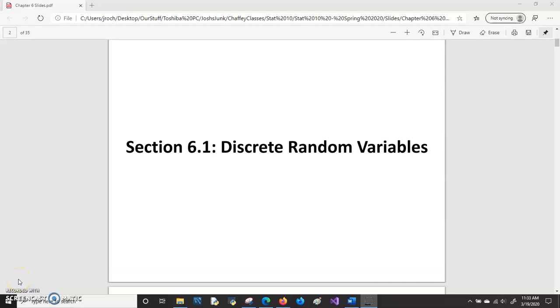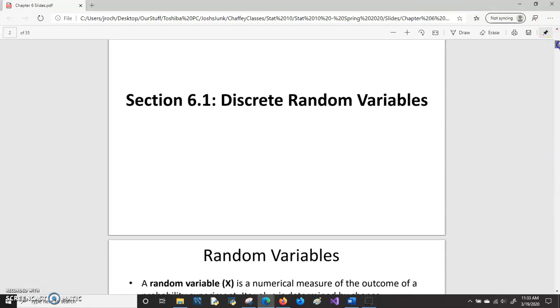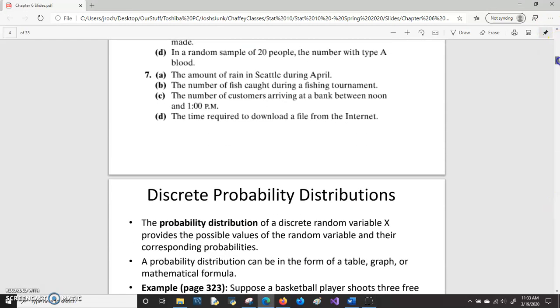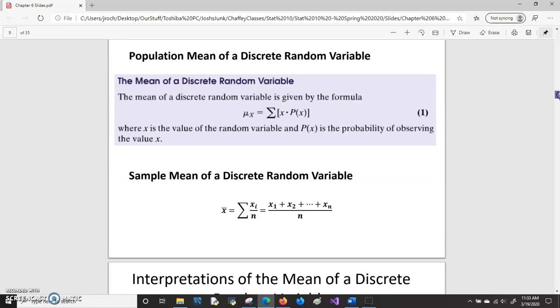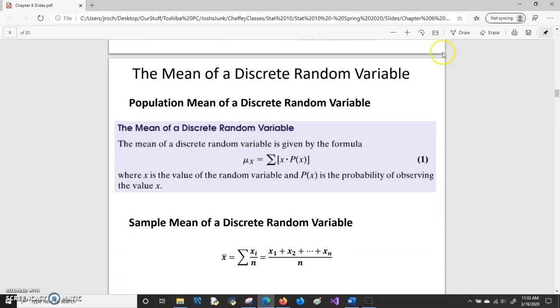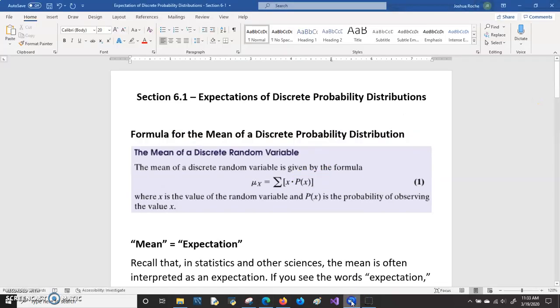In this video, we'll look at one more example from section 6.1 that's a little bit different from the others. So these are the slides of section 6.1. And the example that I'll do has to do with the mean and interpreting the mean as an expectation. So I have some separate notes right here that summarize it.